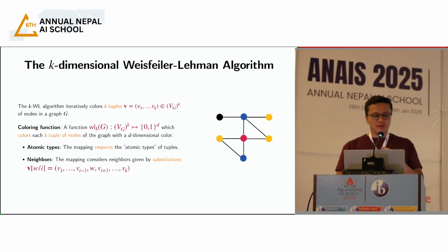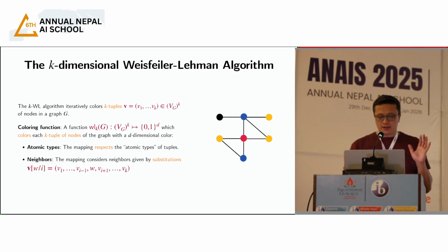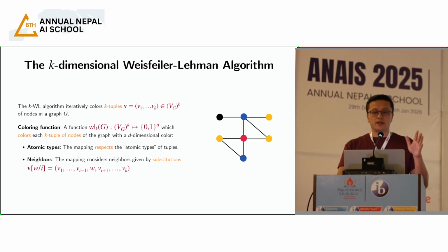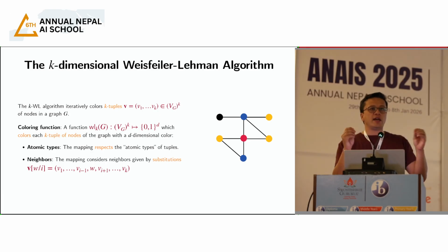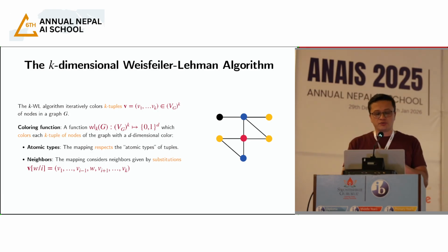Let's say we start with k-tuples of nodes. So this is V to the k, because we take a k-tuple. And the k-WL algorithm, there are many variations of this algorithm, takes a k-tuple and gives it an initial color. So it gives a final color at the end. And a color is, let's say, represented as a 0-1 vector, a d-dimensional 0-1 valued vector. And it colors each k-tuple of the graph using a d-dimensional color. So we start with some sort of atomic types. I will not go into the details of this, but it essentially encodes the initial type information of the graph.